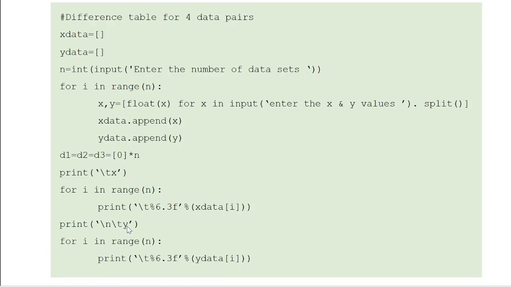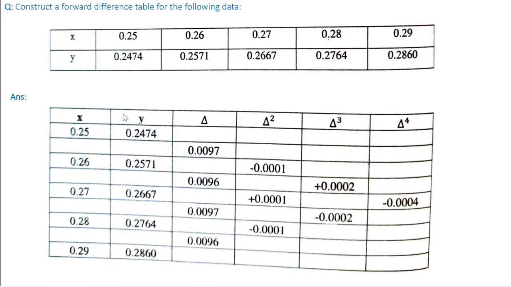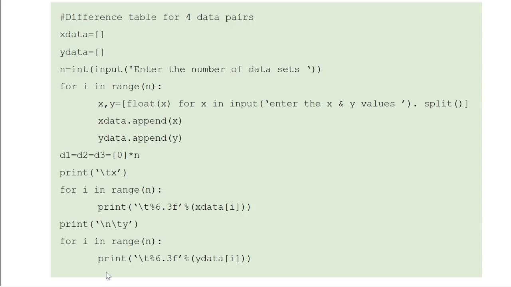So \n \t y, so the title is printed. Now you are going to print the y values one by one. For i in range n, print \t %6.3f % y data i. So the second column also printed here. Now one thing, if you look at the problem, here x and y columns are printed next to each other, but in this program, first all the x values are printed, under that the y values are printed. That's the only difference between these two.